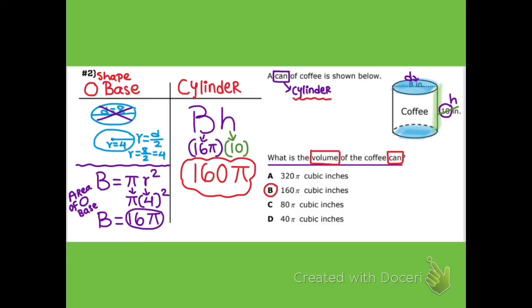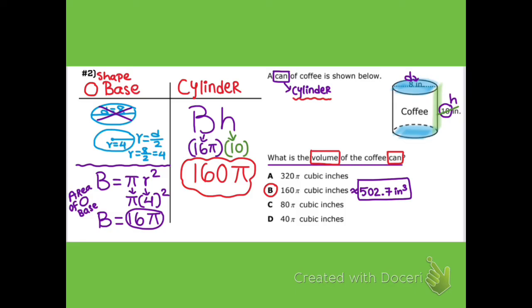Okay, now let's say you wanted to get the answer in terms of just numbers, so approximate volume. What would it be? Well, it would be about 502.7 inches cubed, or cubic inches.